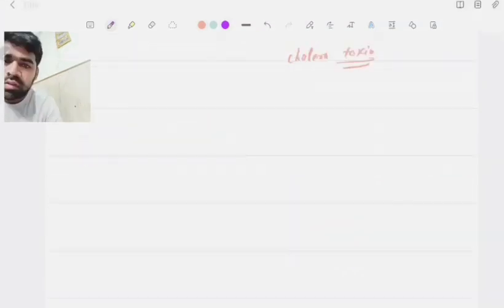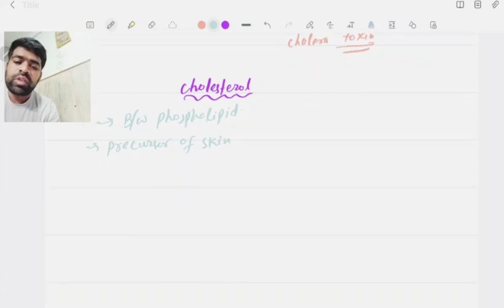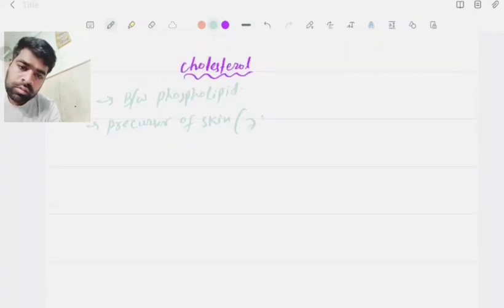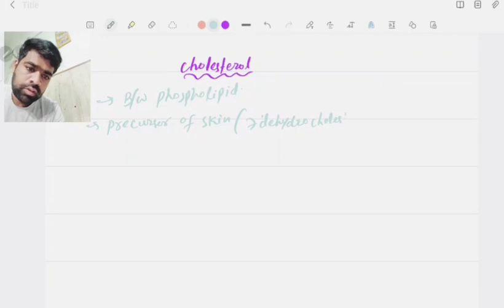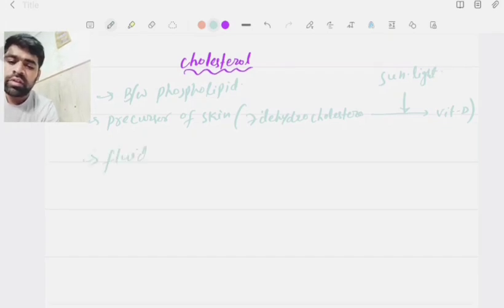This is all about glycolipid. Next one is cholesterol. Cholesterol is present in between the phospholipids, and cholesterol is a precursor in the skin. 7-dehydrocholesterol is converted into vitamin D in the presence of sunlight, and it also maintains fluidity.